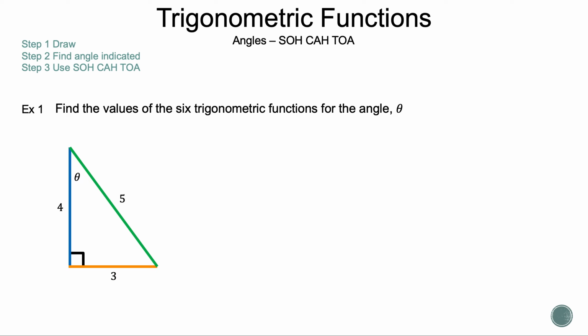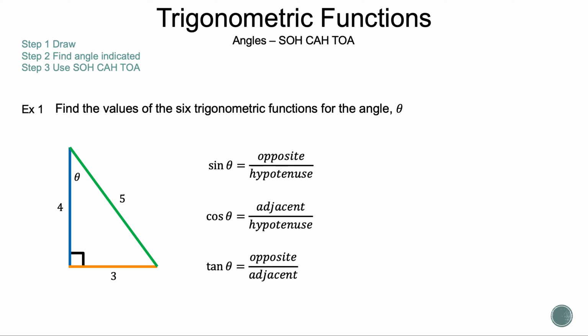Now, let's read the question. Find the values of the 6 trigonometric functions for the angle theta. Let's write down the stars of the show: sine, cosine, and tangent. Using SOH CAH TOA, we know sine is equal to opposite over hypotenuse, cosine is equal to adjacent over hypotenuse, and tangent is equal to opposite over adjacent, or sine over cosine.